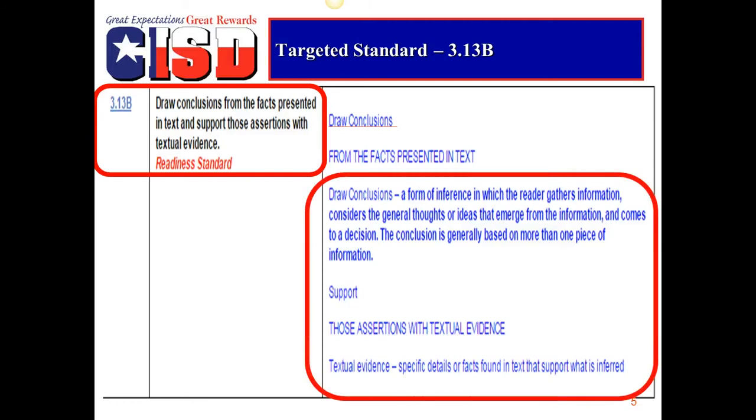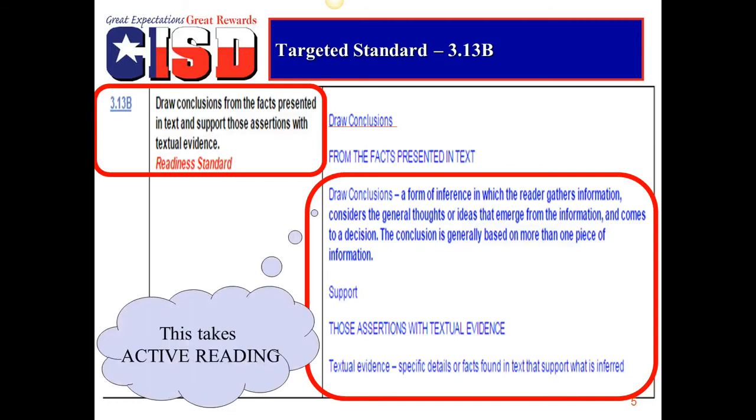In this standard, drawing conclusions is described as a form of inference in which the reader gathers information, considers the general thoughts or ideas that emerge from the information, and comes to a decision. The conclusion is generally based on more than one piece of information. The student must be able to gather information and determine its importance. This is an active reading skill.